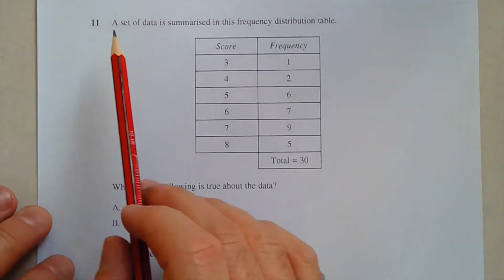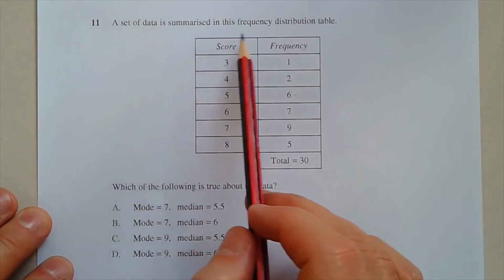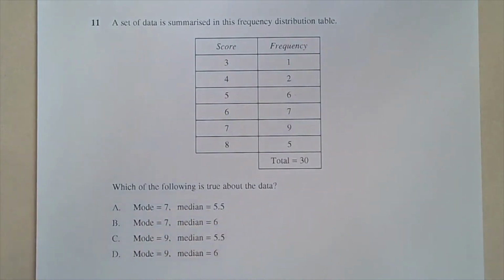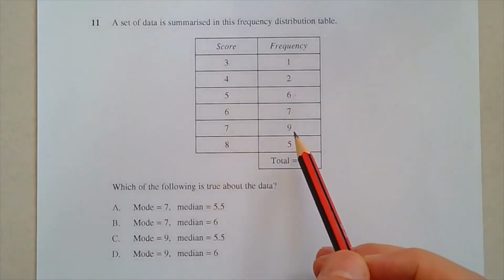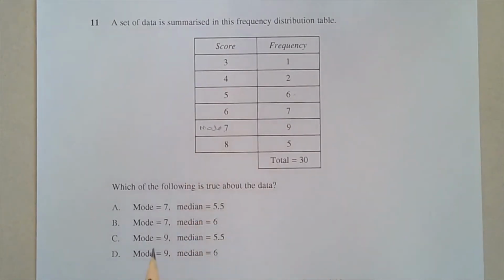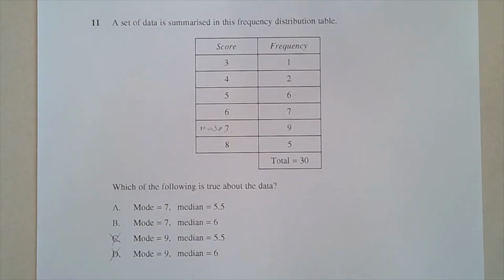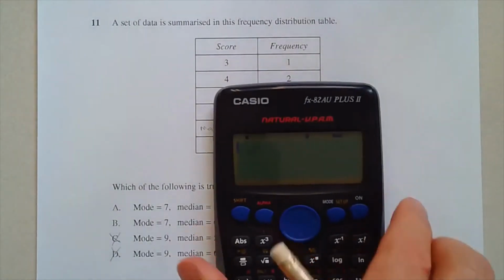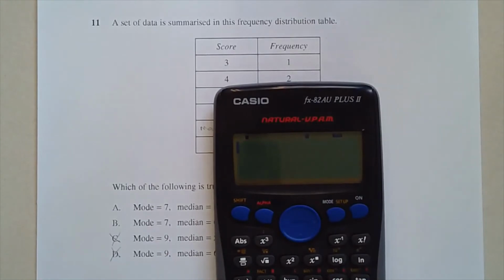Question 11. A set of data is summarized in this frequency distribution table. Which of the following is true about the data? So the first thing we need to work out is the mode. And the mode is the score that has the highest frequency, which is going to be 7. So there's our mode. So it clearly cannot be option C and it cannot be option D. Now to work out the median, you can either add a cumulative frequency column, but under pressure, there's a reasonable chance that you may get that wrong.